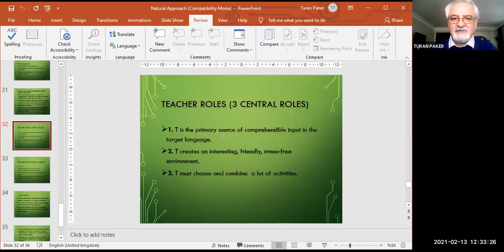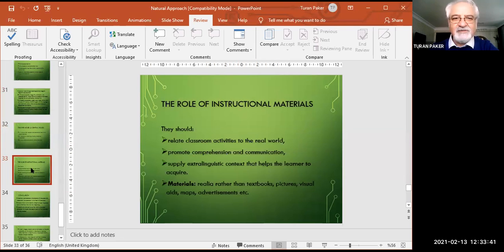On the other hand, the teacher has three central roles. That is, the teacher is the primary source of comprehensible input in the target language first of all. Then the teacher creates an interesting, friendly, stress-free environment in the classroom. And the teacher must choose and combine a lot of activities to differentiate and meet the needs of learners.